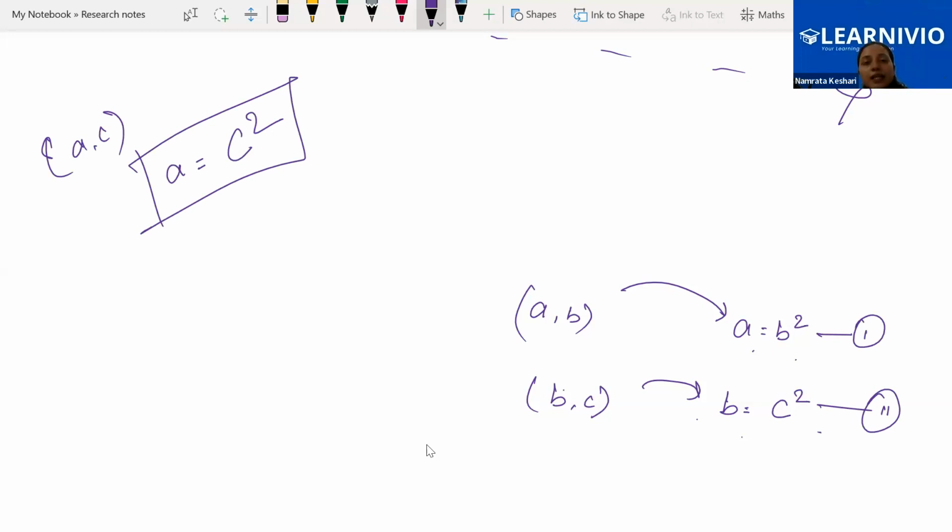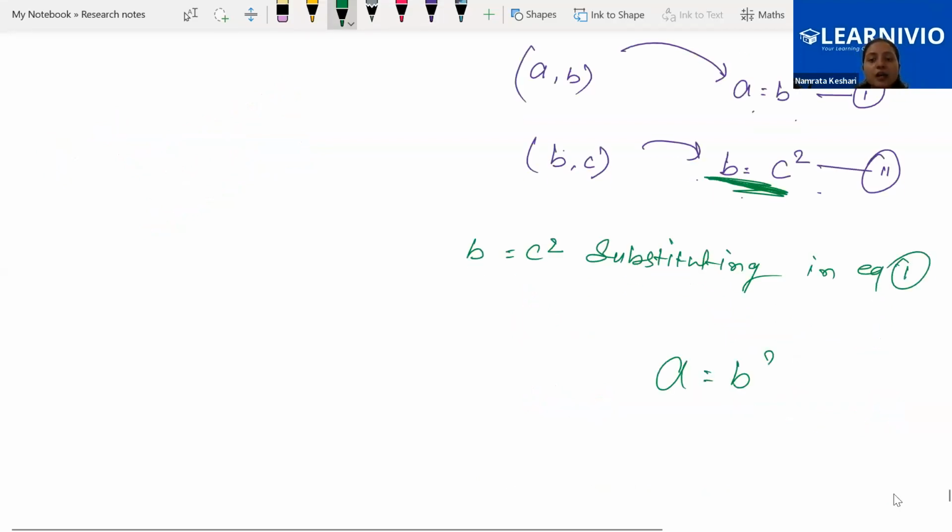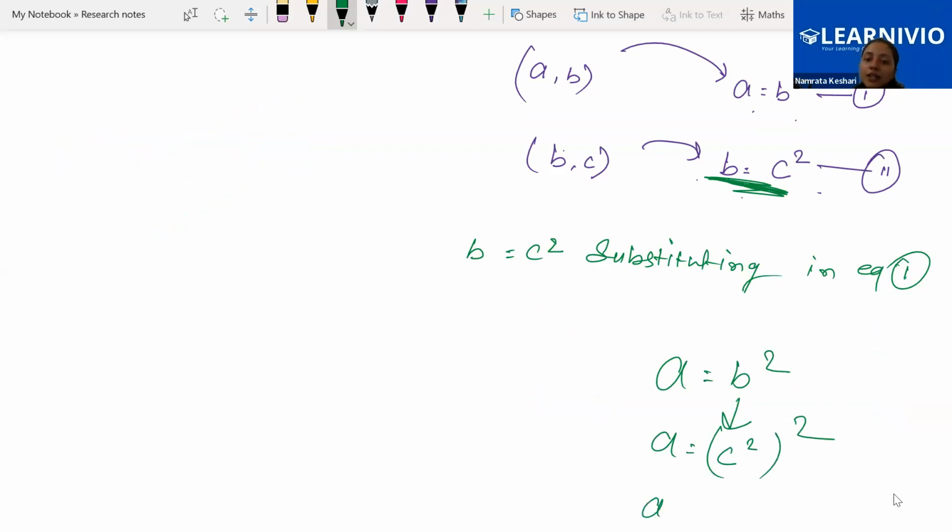Okay. Tell me, Ali and Alina, whether it is possible to get A is equal to C square over here. If you use equation 1 and equation 2, and apply the method of substitution, then B is equal to C square, and we are going to substitute this B value at the place of B in equation number 1. That is A is equal to B square. B we are going to substitute: C square, whole square. What are we getting? Tell me. A is equal to what, Ali and Alina?